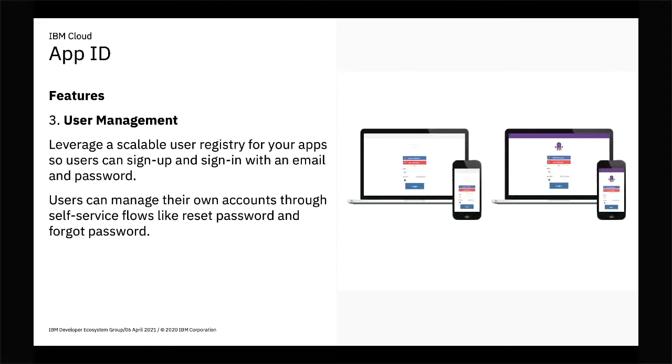Now, user management is also another feature. When you add authentication to your application, it's pretty complex to manage different users. There are lots of different issues. You have to make sure that all the user information is secured and protected. So App ID reduces all these complexities. It takes care of it on the cloud side, so as a developer, you don't really have to worry about that.